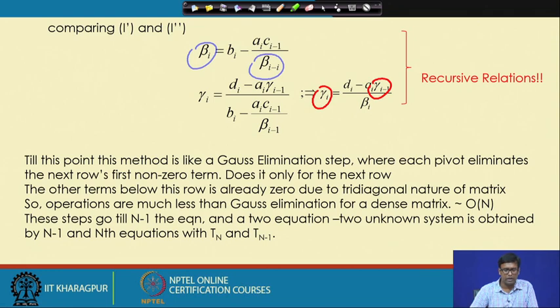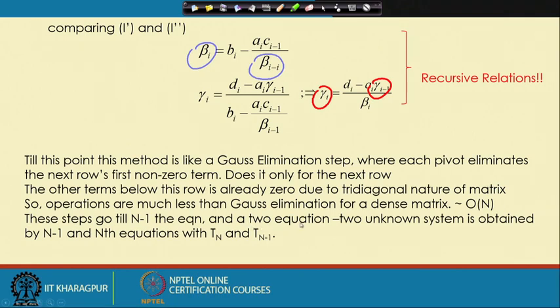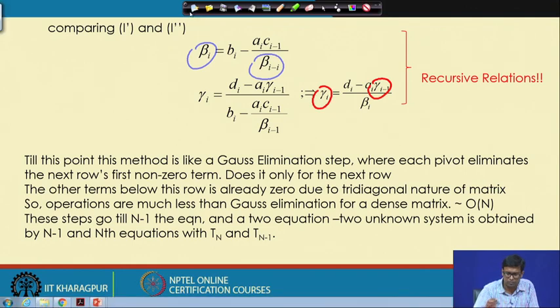These steps will go till the n minus 1 equation. We will express T n minus 1 as a constant plus something times T n, and then we get one equation for n minus 1, and we already have the last equation which relates T n and T n minus 1. So we will get a two unknown system in T n minus 1 and T n using the n minus 1 and nth equations, and we can solve that. However, we will try to find a more elegant algorithm here.